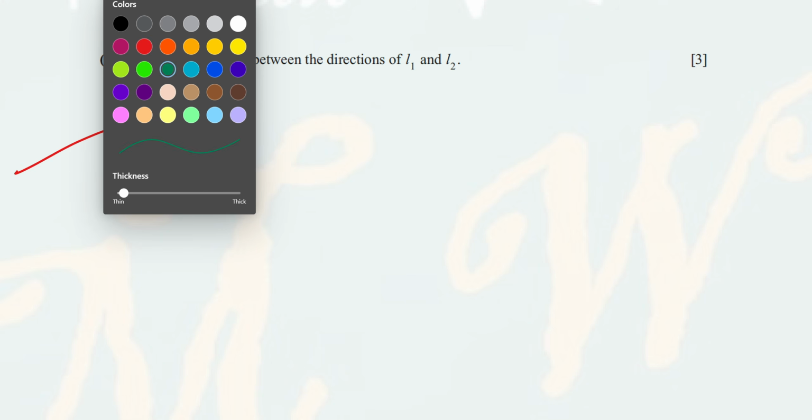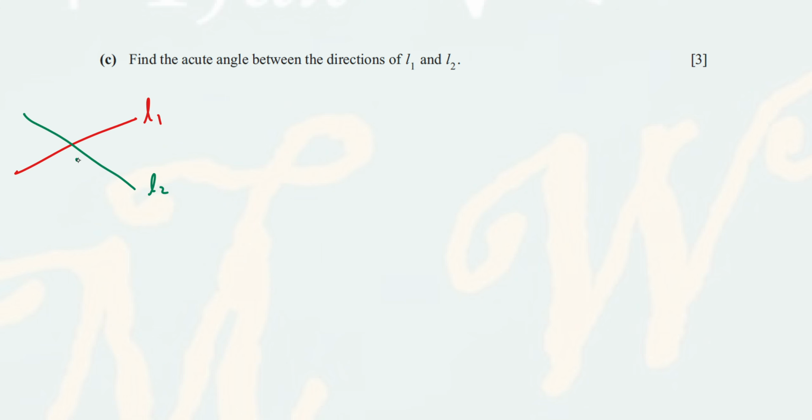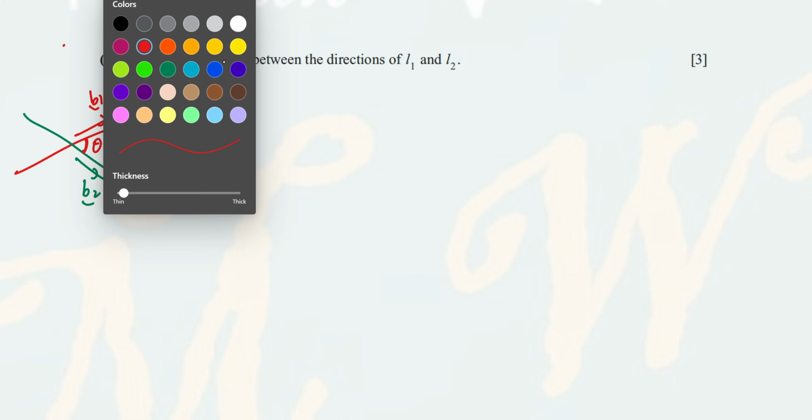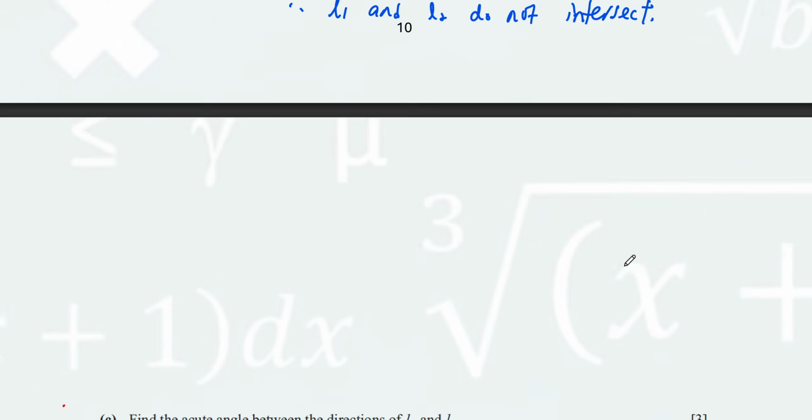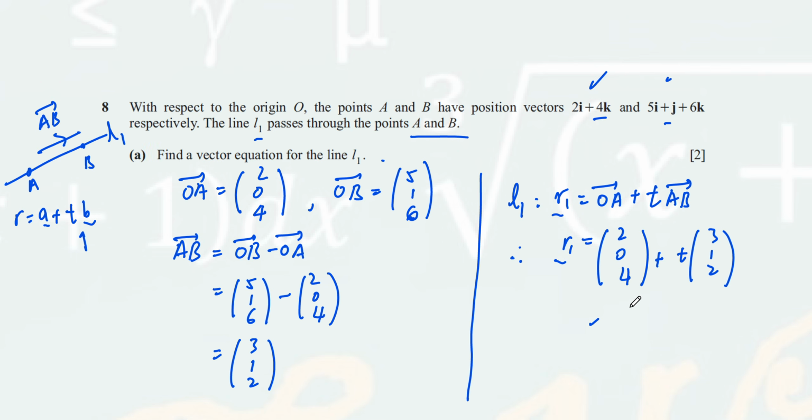Now see, find the acute angle between the directions of L1 and L2. Okay, just for your info, if let's say you are given two lines, L1 and the other line is L2. So L2 has second direction vector B2, and L1 has direction vector B1. So the angle is bounded by B1 and B2. That means now here I got to write down my B1 and B2 first. So B1 is basically the direction vector of the line L1. So my line L1 is (3, 1, 2).